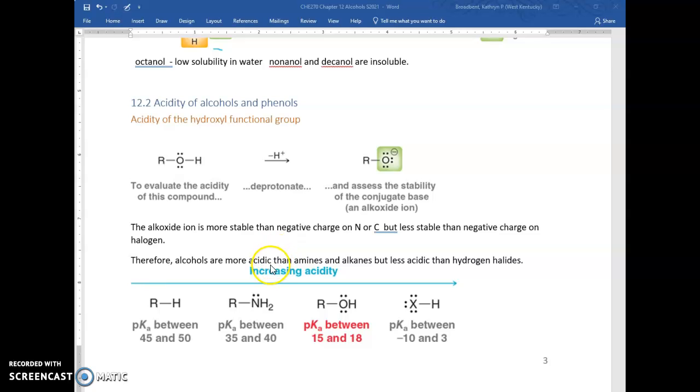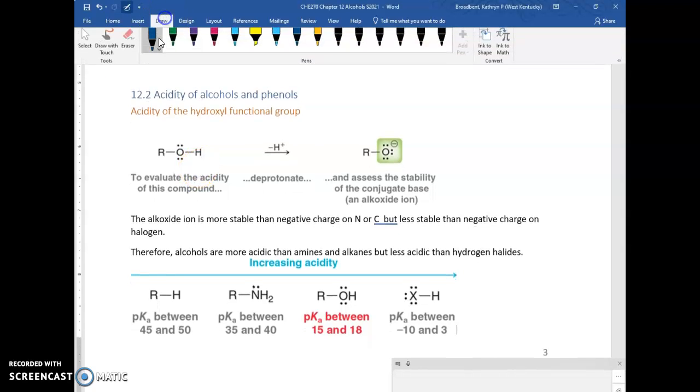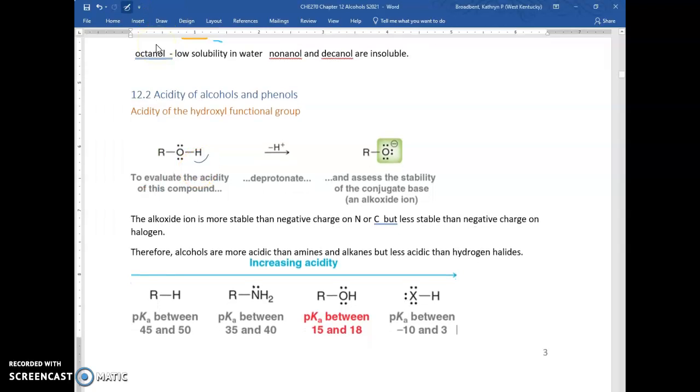The acidity of alcohol and phenols. So here we're just talking about how we can take off this hydrogen and how easy it is to take it off. And the way we judge this is that we remove it, we deprotonate, and then assess the stability of the conjugate base. Now, an alkoxide ion is more stable because we have a negative charge on an oxygen.